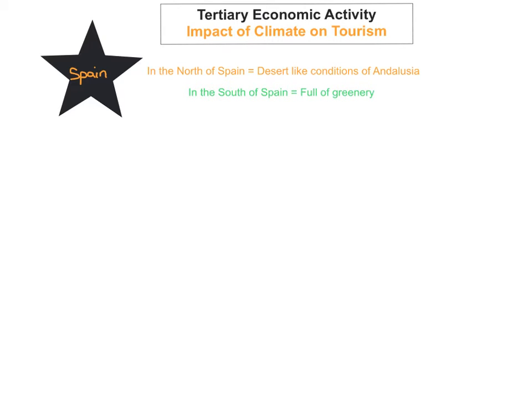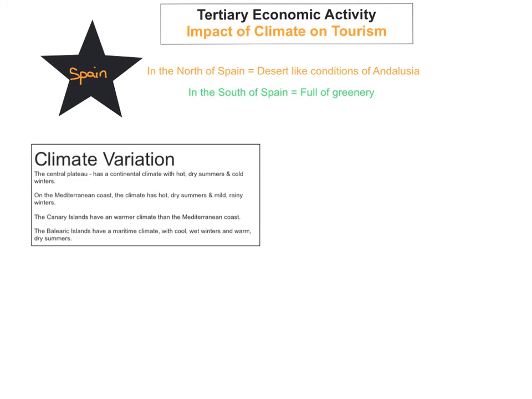The Canary Islands have a warmer climate, so this can be a very popular sun destination. And the coastal areas are fairly mild during the winter time. And then we have the Balearic Islands, which have a maritime climate with cool, wet winters and warm, dry summers. As you can see here, I wrote down the climate variation for Spain, so you can see how it is in the centre, the Mediterranean coast, the Canary Islands, and the Balearic Islands.